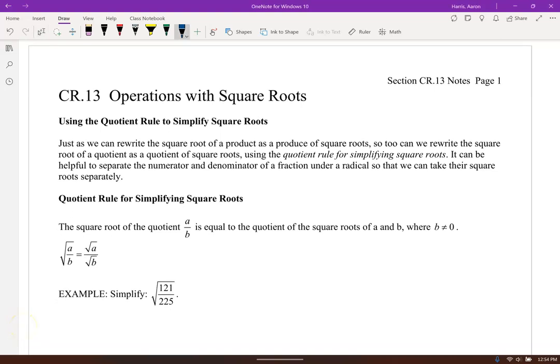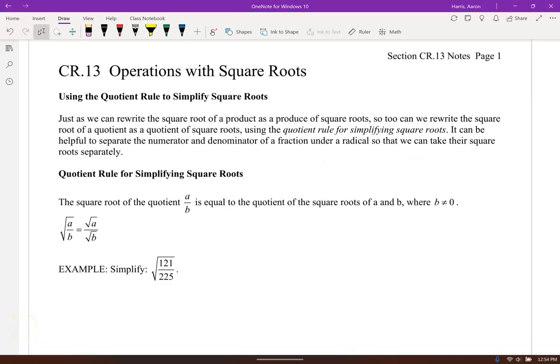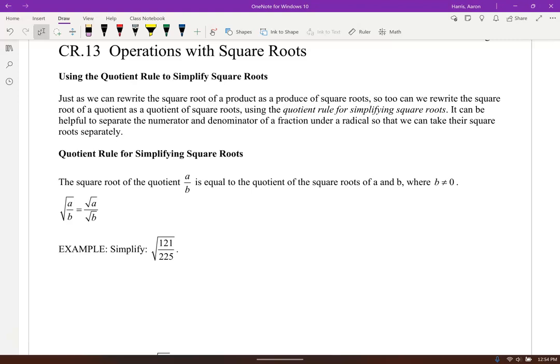So CR13, critical review 13, operations of square root. Some of this is a little bit of review too, but we're going to go into some more depth with, for example, the quotient rule for simplifying square roots. So the quotient rule says I can split those up. Square root of a over b equals square root of a over square root of b.